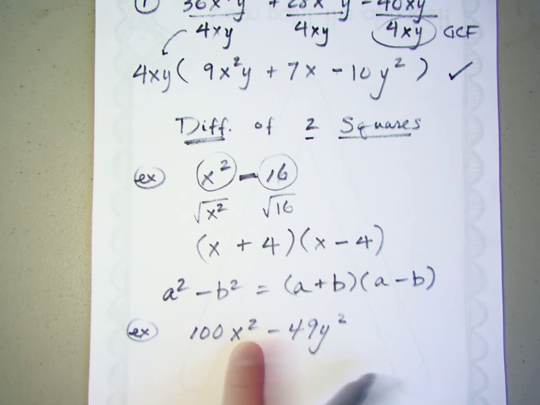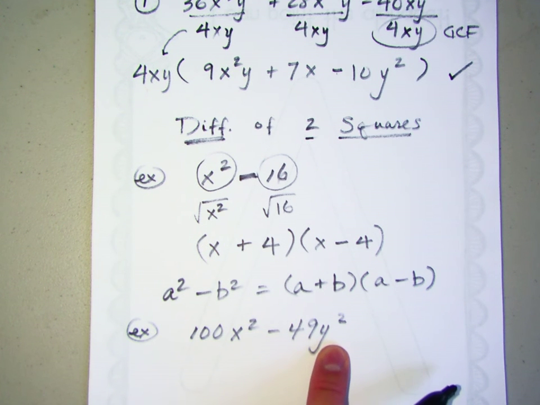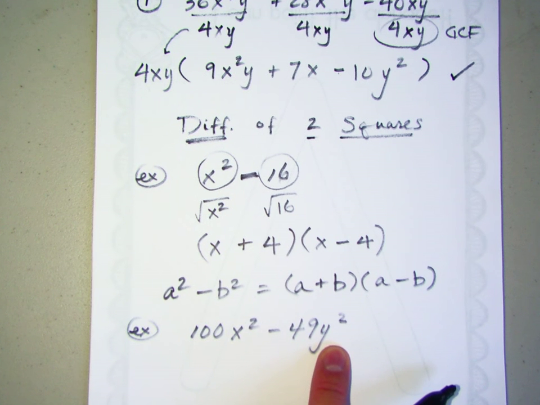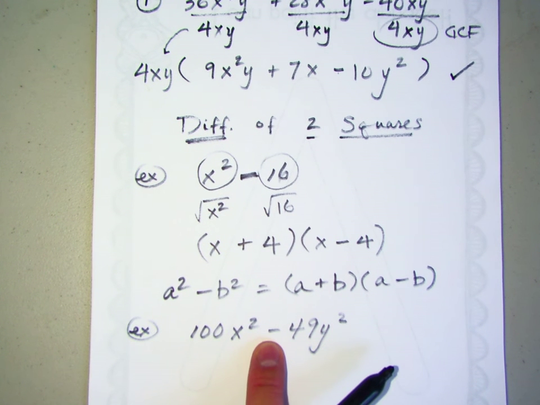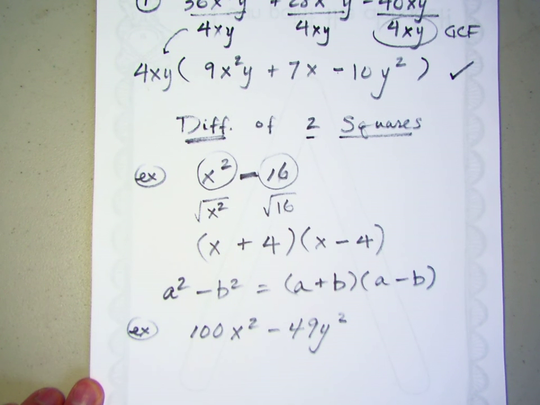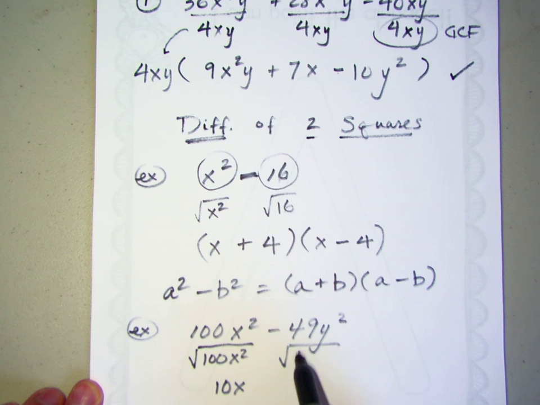A question, or mistake, that comes up a lot is: is there such a thing as the sum of two squares? There is, but not within real numbers. So as long as you're doing basic factoring, right now we'll just say there's no sum of two squares factoring. That comes up with imaginary numbers. Again, just look at this and ask, what's the square root of 100x squared? That's 10x. What's the square root of 49y squared? Well, that's 7y. Then your answer is going to be those two factors, one time with a positive and one time with a negative.